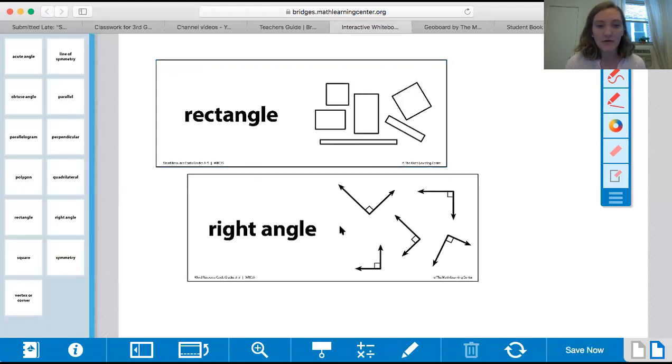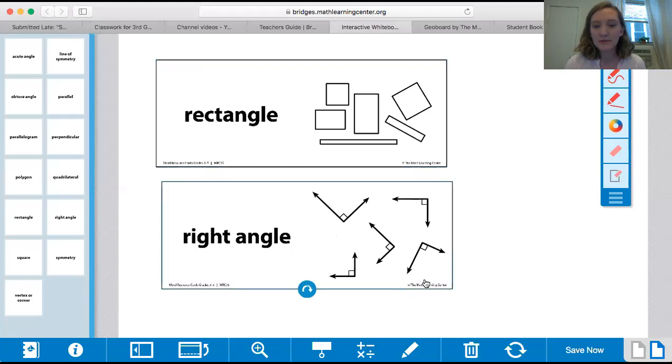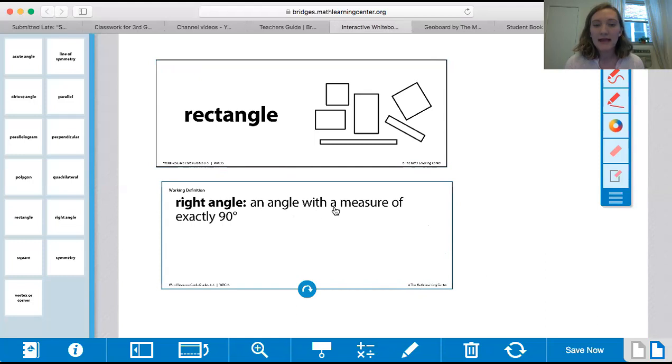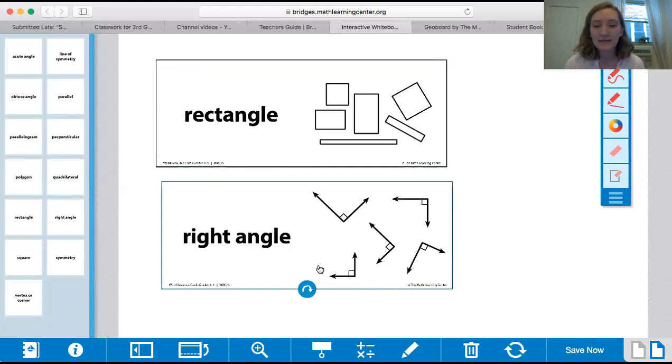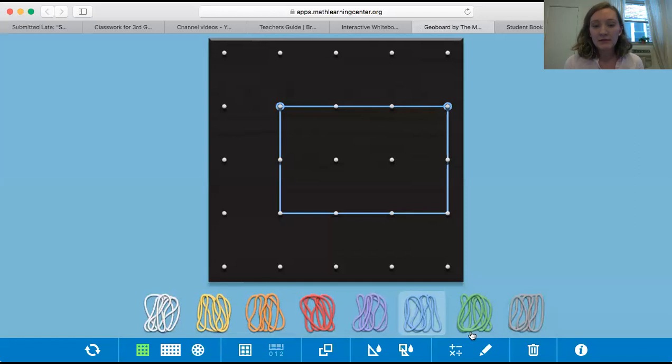What is a right angle? Here are some examples of a right angle. A right angle is an angle with a measure of exactly 90 degrees. 90 degrees. We actually talked about this a little bit in number corner. Some of you might remember. So let's look over here.